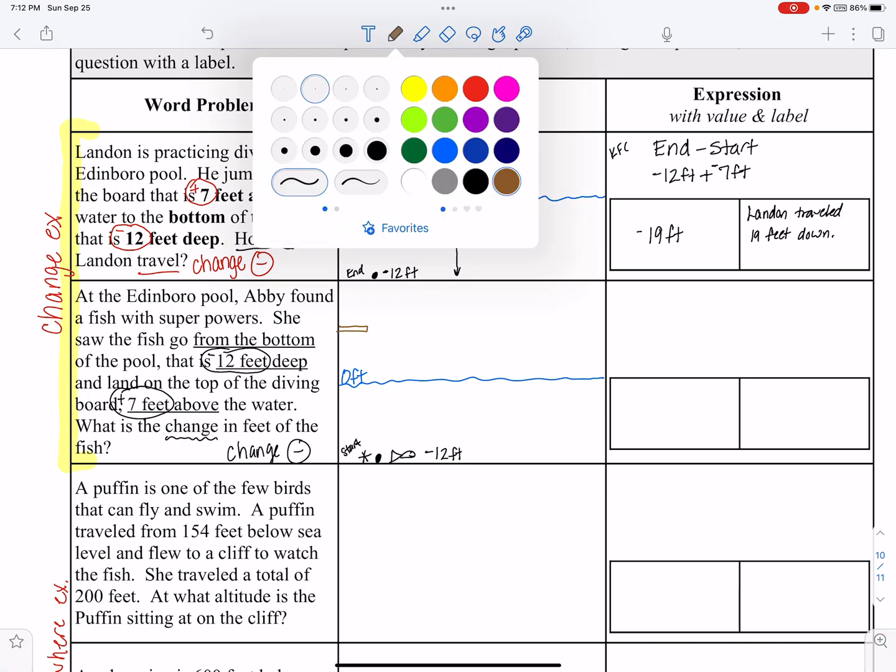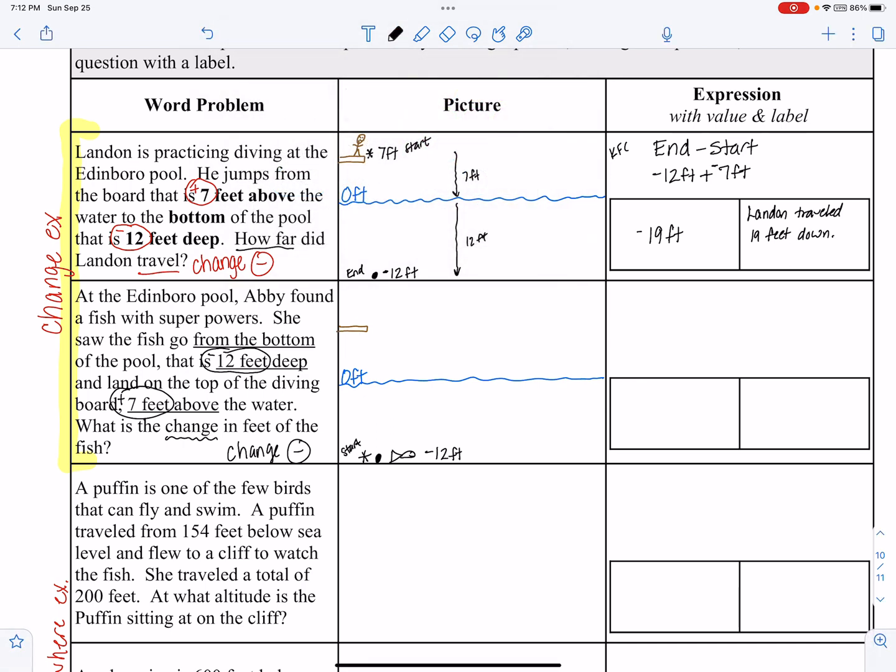Okay. And let's go ahead and list the rest of our information here. The diving board is positive 7 feet above the water. So this point right here is positive 7 feet. Notice again, I'm doing points. I'm not drawing arrows. Arrows are going to be showing the change, whether it was going down or up.